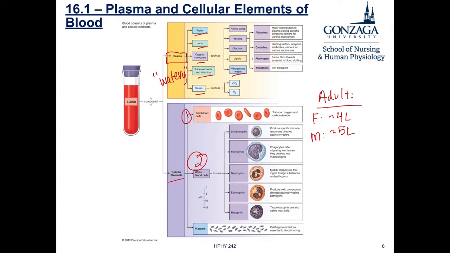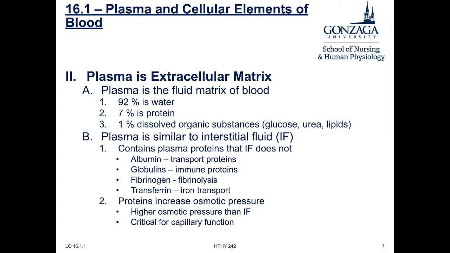Lymphocytes, including B and T cells, monocytes, neutrophils, eosinophils, basophils. These all have very specific functions for the immune system and defending against foreign pathogens. We're not going into details in this chapter. The third type of cellular element found within blood are platelets, which are tiny fragments of megakaryocytes, and they are critical for the process of hemostasis, which is preventing blood loss. Okay, so those are the plasma and cellular elements of blood.